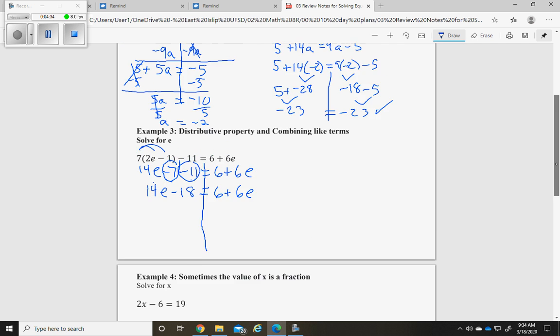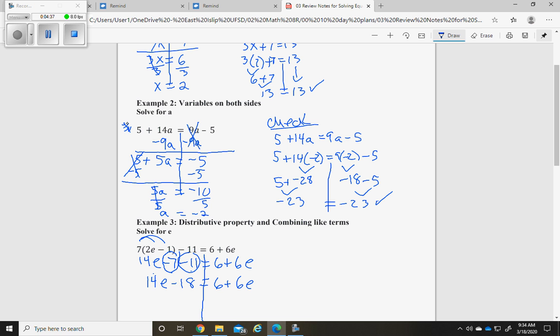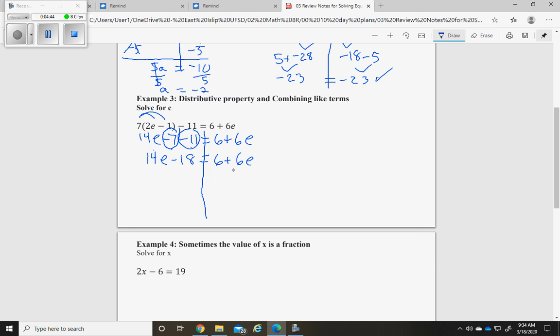Now this equation is at the same stage that example 2 was at. And I had told you before I like to take care of my variables first. So I will take care of these e's. I feel like subtracting 6e from both sides. Again, I could have subtracted 14e if I wanted to, but I feel like subtracting 6e. So I have 8e minus 18 equals 6. Now I will add 18 to both sides. That really is my only next best step. So 8e equals 24. Finally, divide both sides by 8. e equals 3.